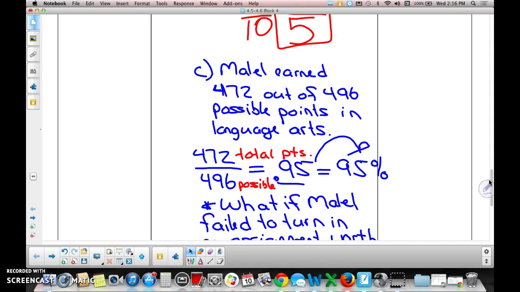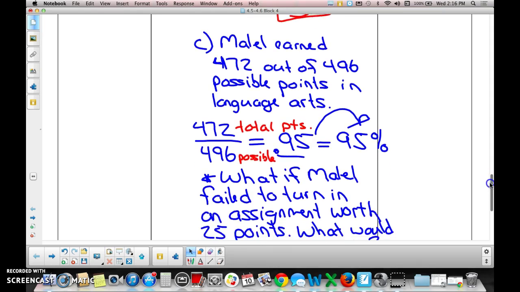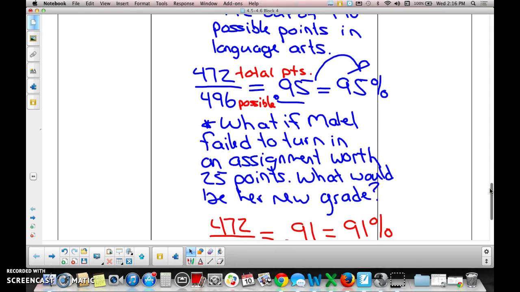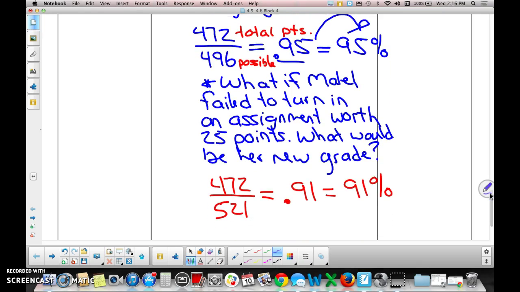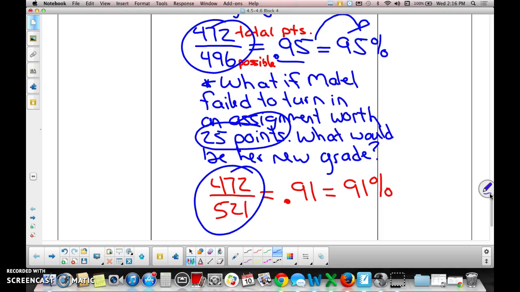Yes? And then the cool thing is, not so much for Malel, and this is just totally made up, but we talked about what happens if you don't turn work in on time. And in Malel's case, she did not turn in a 25-point assignment. And so we went from her points to her new points. So she had 472 over 496. She was getting a 95%, which was wonderful. And then she still had 472 points because she didn't turn the assignment in, so she got no extra points.